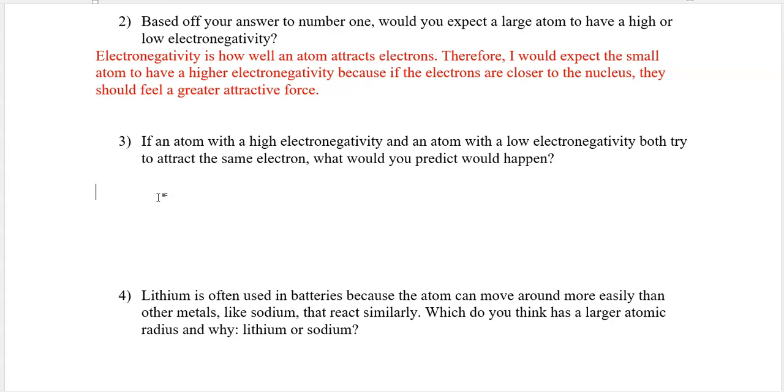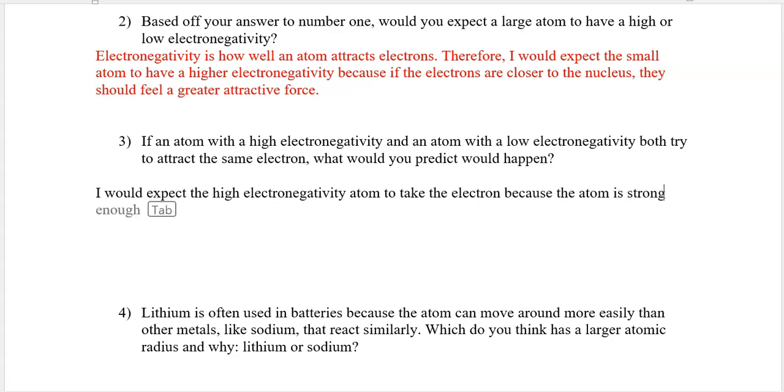So I think the same thing would happen here. If a high electronegativity atom and a low electronegativity atom both try to attract the electron, I would expect the high electronegativity atom to take the electron because the atom is stronger based on its electronegativity.